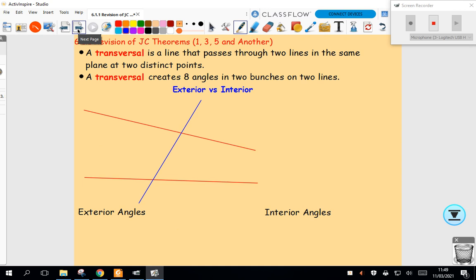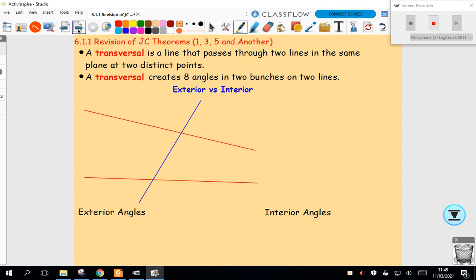I want to talk a little bit about transversal lines. So a transversal is a line that passes through two other lines in the same plane. A plane is a flat surface. This screen I'm working on at the moment is a plane. You can think of the floor as being a plane. It's just a flat surface. In theory, a plane extends infinitely in all directions. So I'm going to look at transversals.